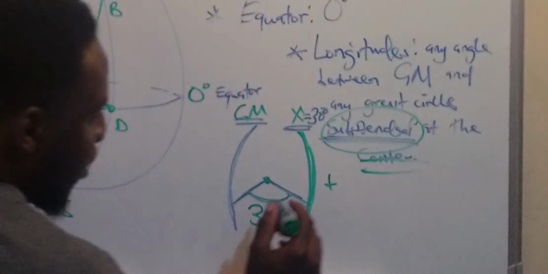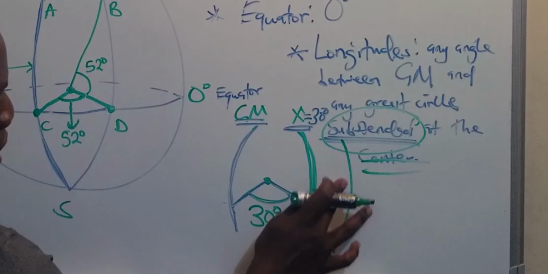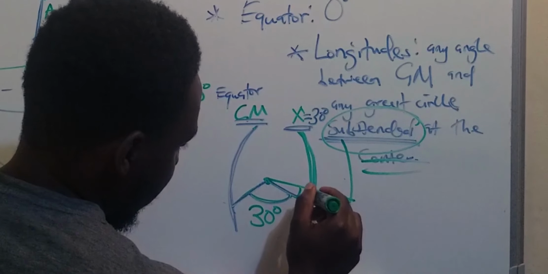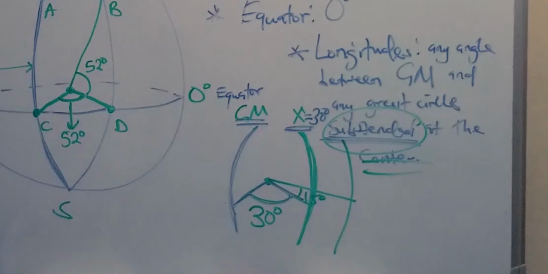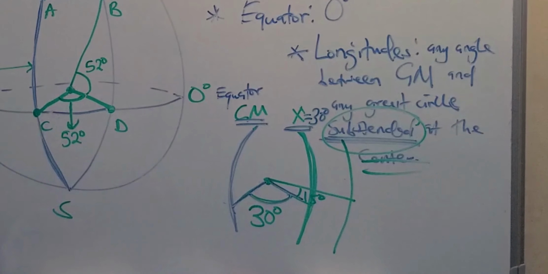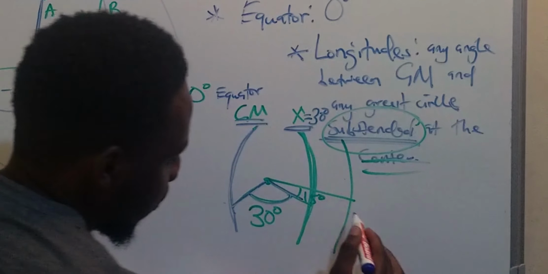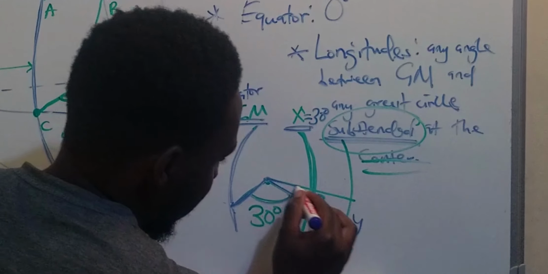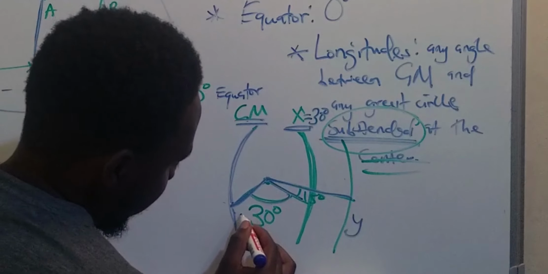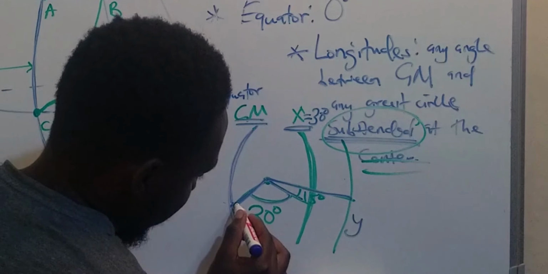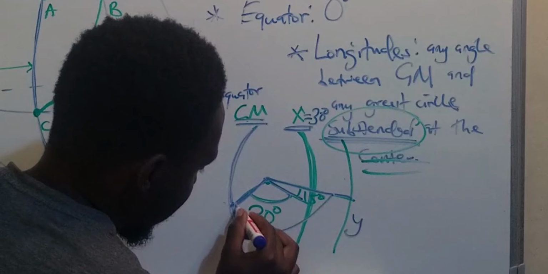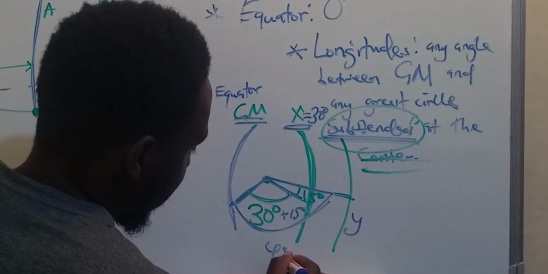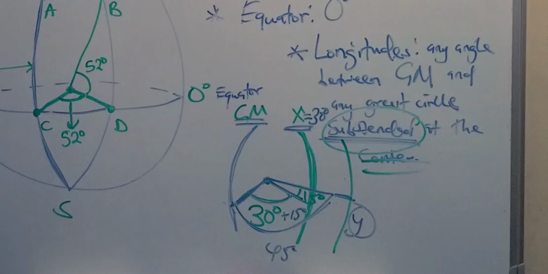So supposing we have another longitude this side, and from here to there it's 15 degrees. This means that for you to get for longitude y, you start from the Greenwich meridian, go to the center. From the center you go to that particular longitude. You will realize that the degree that we're talking about is from here to there. Which means that 30 plus 15 degrees, you end up having 45 degrees for this particular longitude.